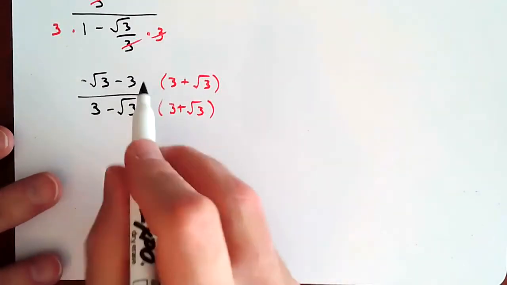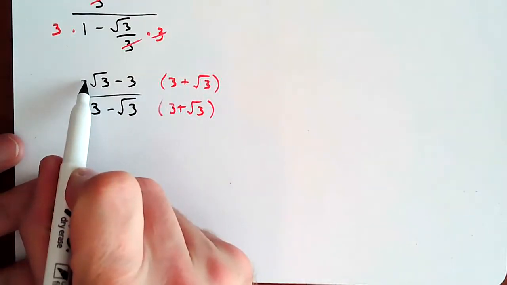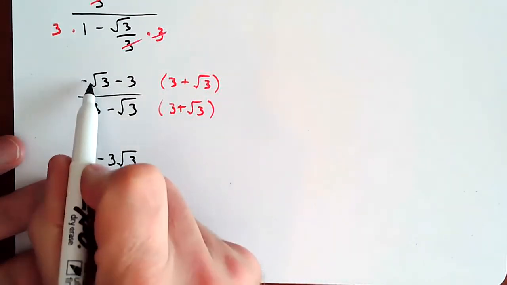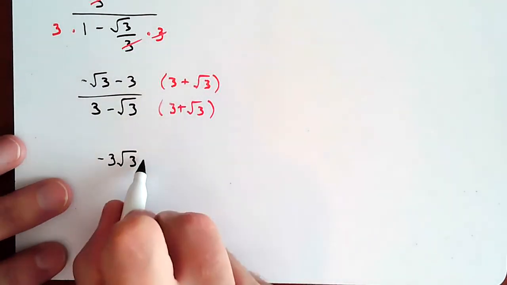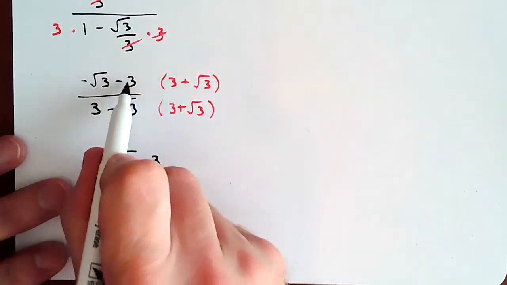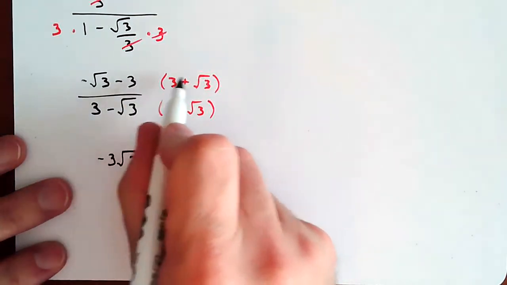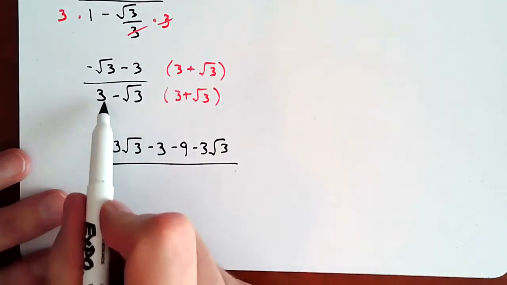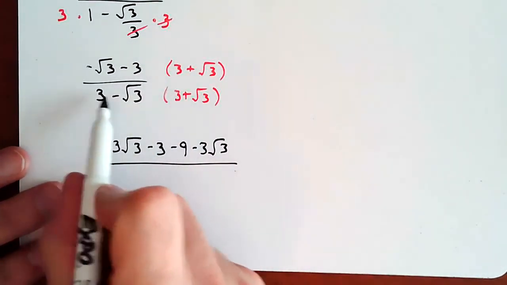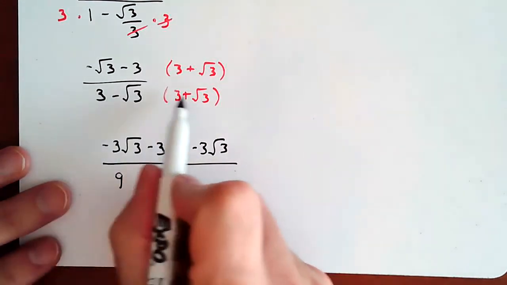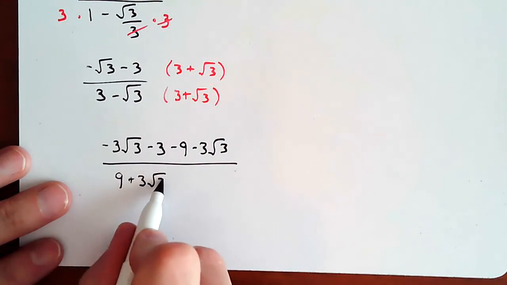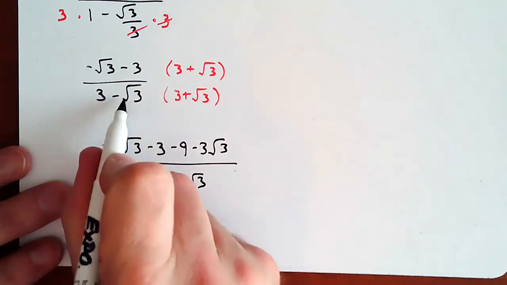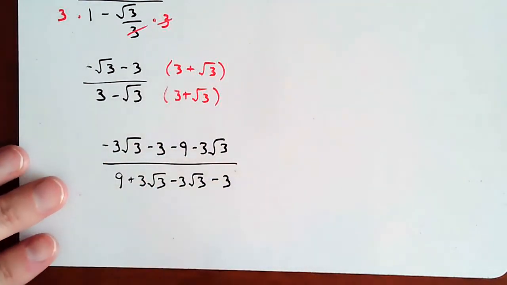All right, so if I distribute the top, I'm going to have a negative square root of 3 times 3 is a negative 3 square root 3. And then if I distribute it to this, I'm going to get a negative 3 out of that. And if I distribute this one in, I'll get a negative 9 and a negative 3 root 3 again on the top. On the bottom, things are going to work out nice because of the conjugate. I have a 3 times 3 is a 9. 3 times negative root 3, 3 root 3, negative 3 root 3, and then a negative 3, because it'll make a perfect square.